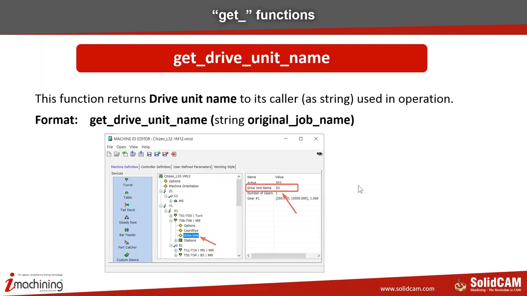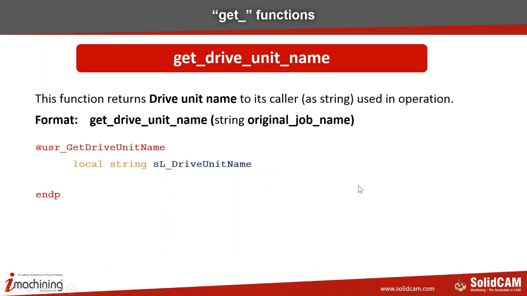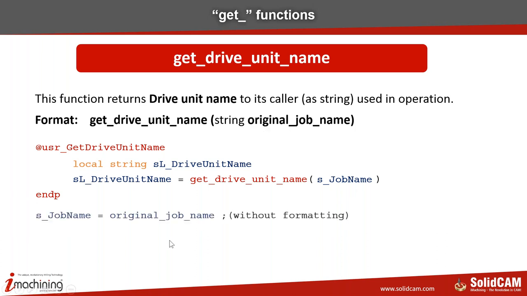Back to the presentation. Here I'm just showing you how you can use it. It's pretty much straightforward with GetDriveUnitName. And here you put the job name. The job name here I created as a user-defined variable, but it has to be the original job name, which I mentioned over here. And most important, it must be without the formatting. If you perform any formatting of the job name, the function will not find it, and you will not receive any information about the drive unit name. So be careful with that.